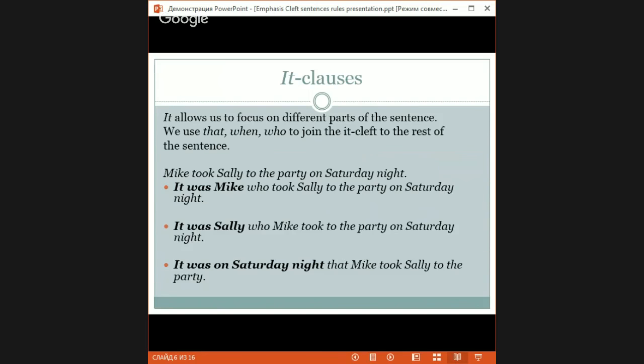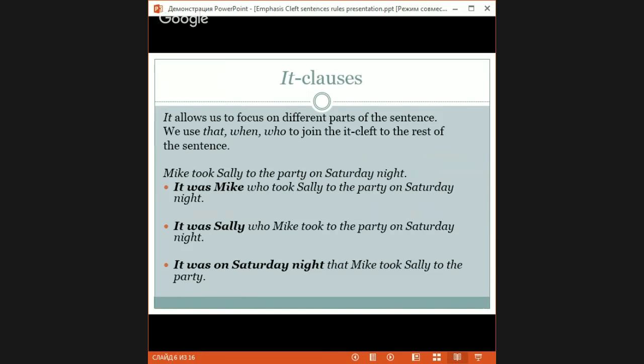Also, cleft sentences can be created with it clauses. They allow us to focus on different parts of the same sentence. In this case we use the pronouns that, when, or who to join them. Mike took Sally to the party on Saturday night. So, it was Mike who took Sally to the party on Saturday night. It was Sally whom Mike took to the party on Saturday night, or it was on Saturday night that Mike took Sally to the party. So we have different emphasis on different parts of the sentence, depending on what we want to stress: Mike, Sally, or Saturday night.